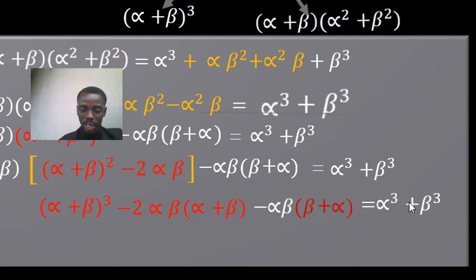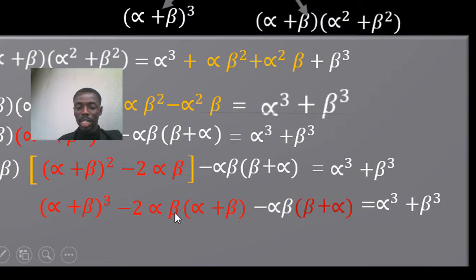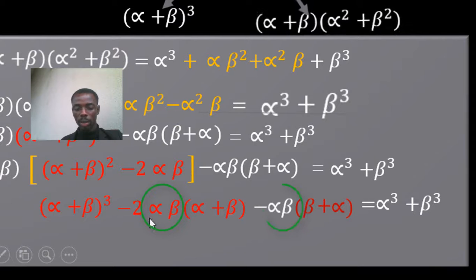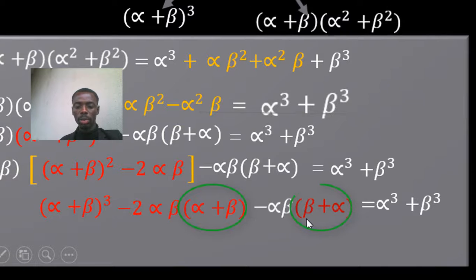Now with that done, let me see. Is there anything to be added or subtracted? Do I have anything of the same term? Here is minus 2 alpha beta, open bracket, alpha plus beta, close bracket. Here is minus alpha beta, open bracket, alpha beta plus alpha. Do you think what I'm having here is the same term with what I have here? Alpha beta, open bracket, alpha plus beta, close bracket, open bracket, beta plus alpha, close bracket. So, this beta plus alpha and this alpha plus beta, do you think they are the same term?